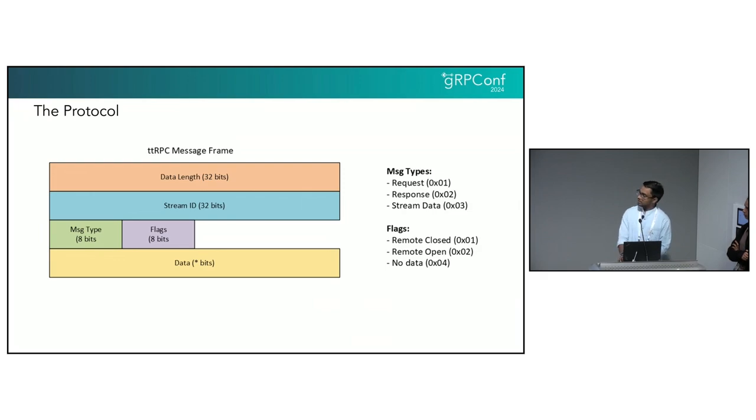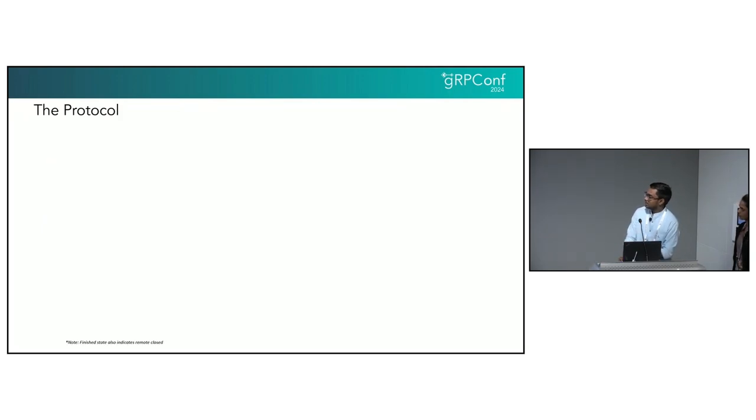So now let's understand. We've seen that we replaced the binary protocol with a much simpler message framing protocol. And this is what the message frame looks like. As you can see, it's a 10-byte header on the message frame. So first, a 4-byte data length, stream ID, and your message type and flags. These I will come back to when we explain how the protocol communicates.